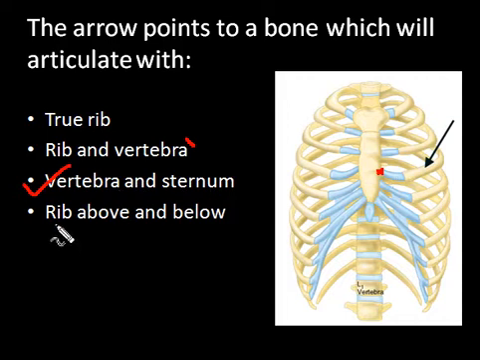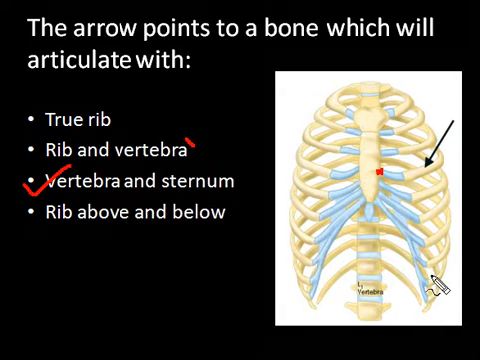And obviously the fourth one is not correct, which says articulates with the rib above and below, because it has to have an anterior and posterior articulation, and you can see here there's no rib, it just articulates with the rib above and below but nothing posteriorly. So therefore that's not a choice either. So therefore the third one is the correct answer to this.